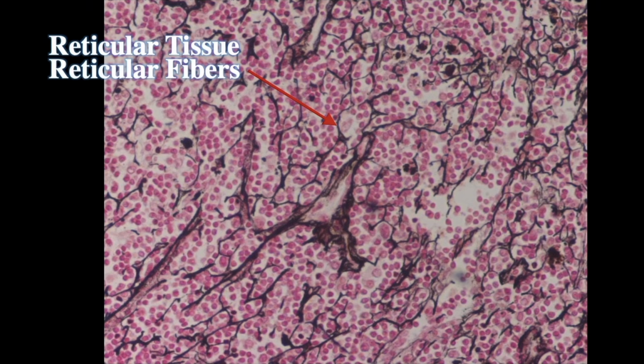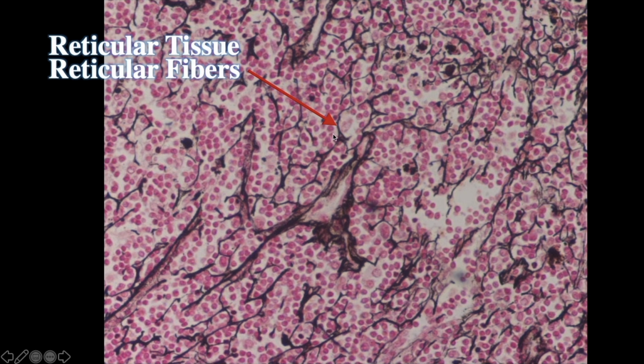All right. Here is reticular tissue. Now, these little black branches, it almost looks like little twigs, little sticks. I call them Olaf arms. These guys are reticular fibers.